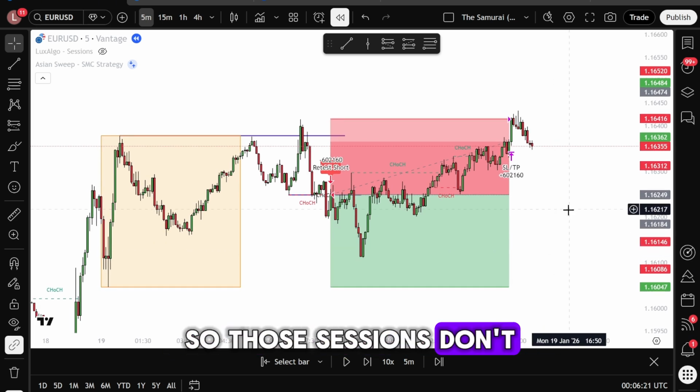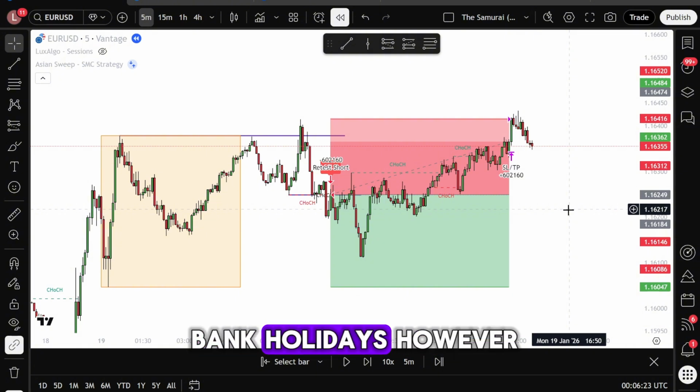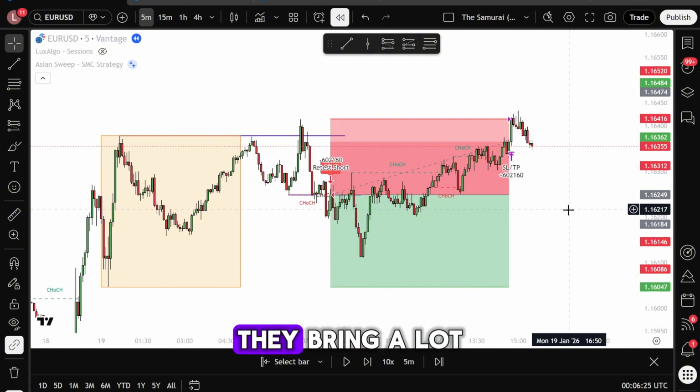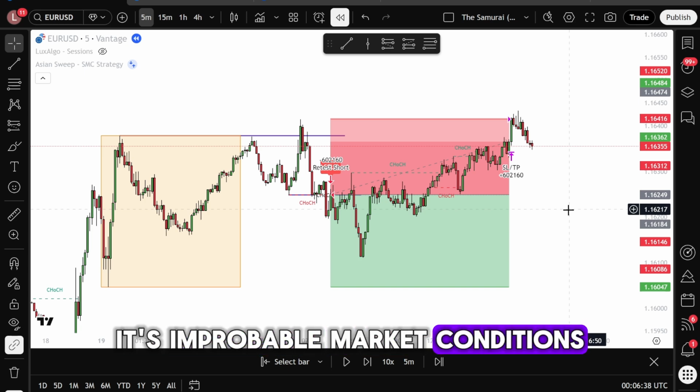So those sessions don't impact it as much, so I'll trade those bank holidays. However, the pound and the dollar markets, they bring a lot of volume, they bring a lot of volatility, they bring the directional bias that I want in order to actually enter a trade. So by not having that in place on a certain day from one or the other or both, I don't want to trade it. It's improbable market conditions and I simply avoid it.